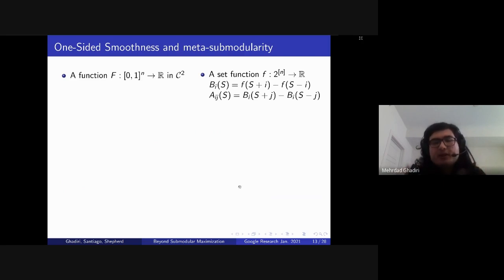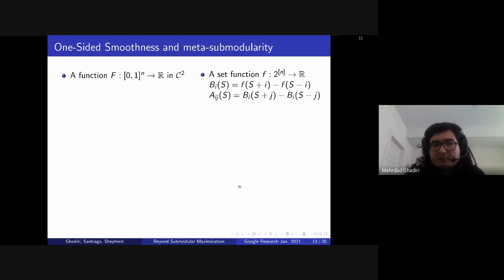So here is the part that I'm going to talk about, the discrete definition or meta-submodular definition, and at the same time the continuous definition. This is probably the most important slide of the talk, and everything is based on these definitions. So on the continuous side, we assume our function is continuously twice differentiable.